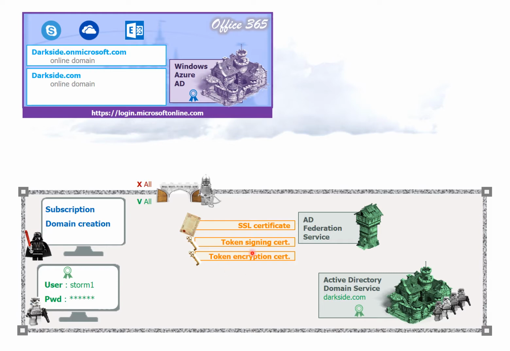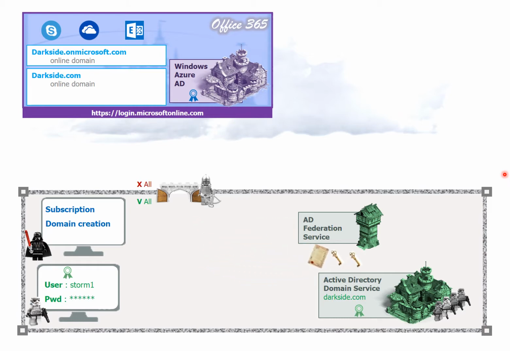I bought it on the internet, and it's recognized by all internet as the only possible certificate for the domain darkside.com. Two other certificates, the token signing certificate, which I use to sign and validate tokens, and the token encryption certificate, which I use to encrypt and decrypt tokens. Those two last certificates are generated and installed automatically when I install the ADFS, whereas I have to import the SSL certificate manually after installation. So those three certificates are now installed on the ADFS.